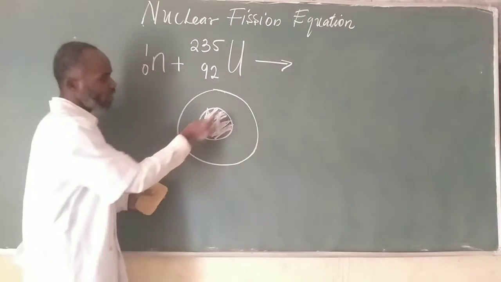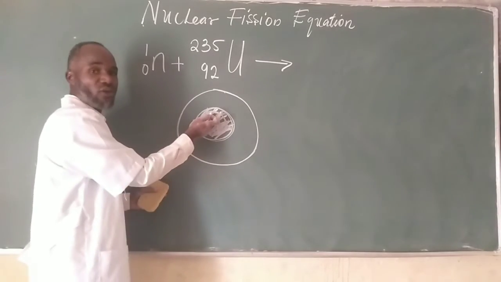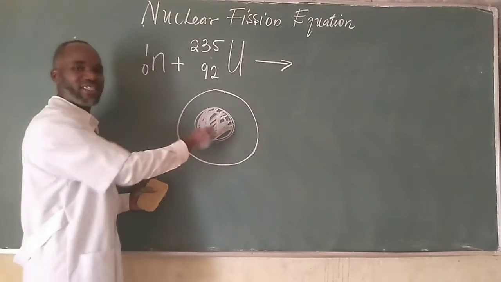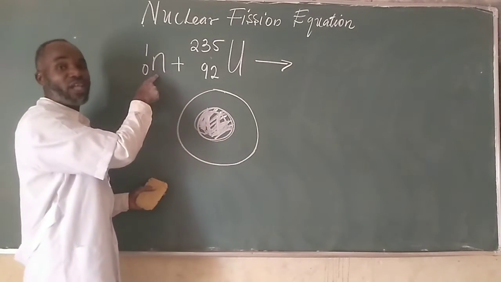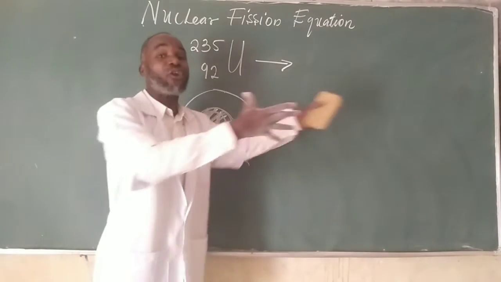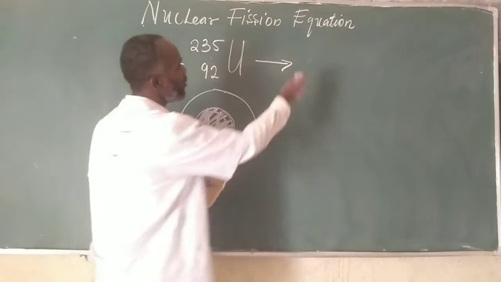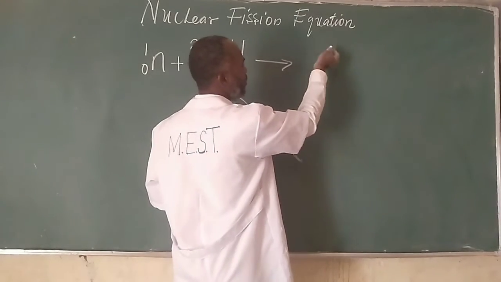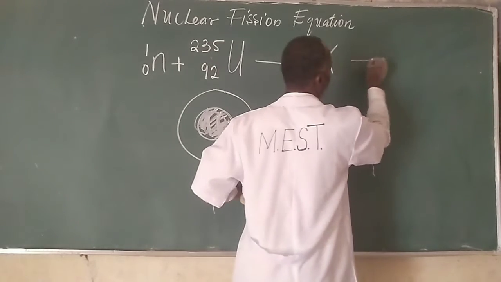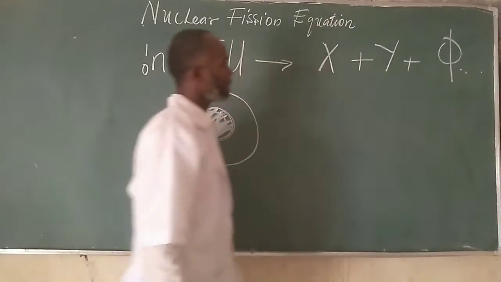I repeat, when the heavy nucleus of uranium-235 is bombarded with a neutron, a slow-moving neutron, it's going to split or disintegrate or break into other elements, which we are going to see. We are going to see something here, and then another one here, and a small amount of energy.